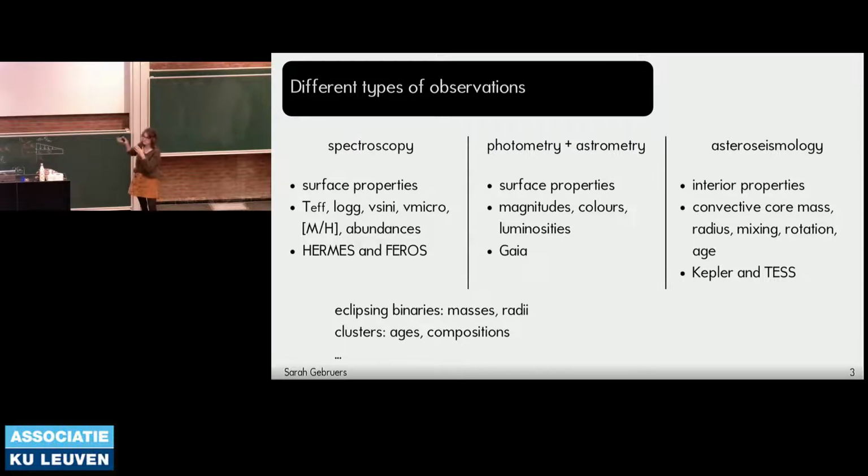There are other ways to observe these stars, such as if you happen to have an eclipsing binary, you can get really good constraints on masses and radii. If stars happen to be in clusters, you can get ages and compositions, and there are many more techniques, but I'm not going to go into those since I am mainly using the three above. Let's hope this loads.